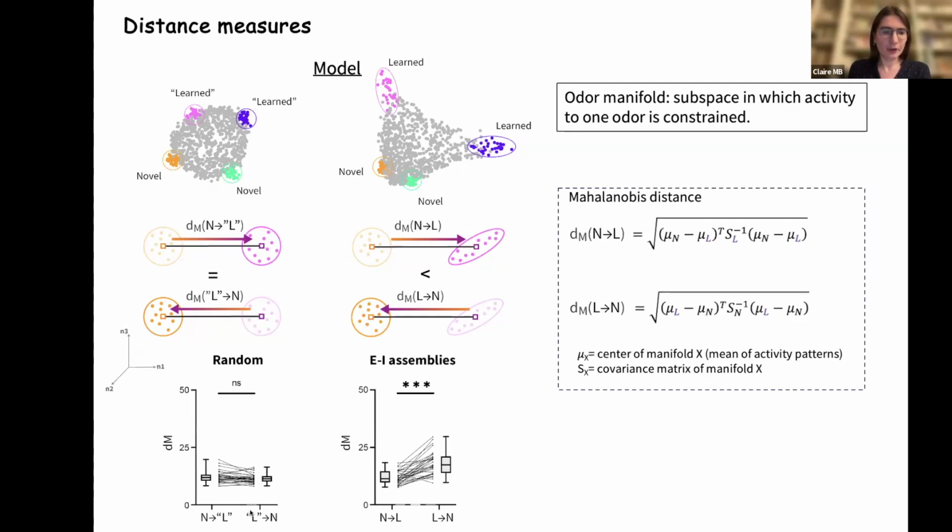So in the random networks, independent of direction, the Mahalanobis distance will be similar, but in networks with EI assemblies, it will be higher in one direction than the other. And so this is nice because this is something we can test on experimental data.